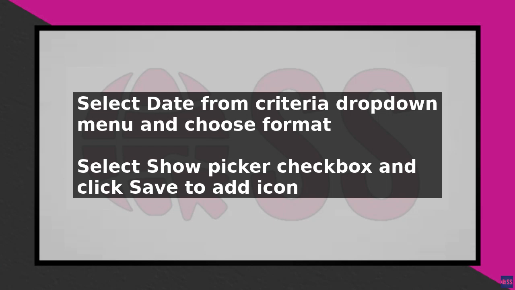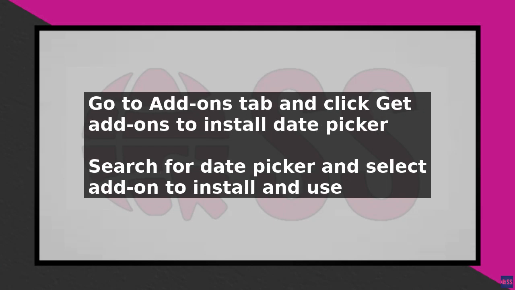To take it a step further, you can also use Google Sheets add-ons to create a more advanced date picker. To do this, go to the Add-ons tab in the menu and click on Get Add-ons. Search for Date Picker and select the add-on you want to install. Once installed, you can use the add-on to create a custom date picker that meets your specific needs.